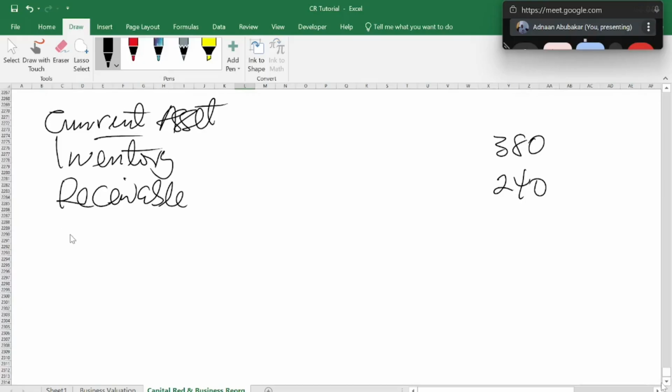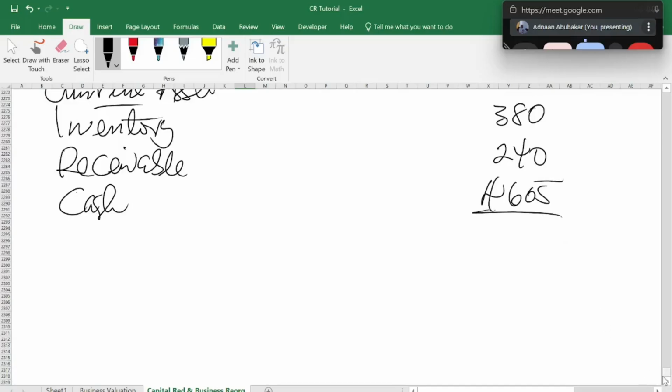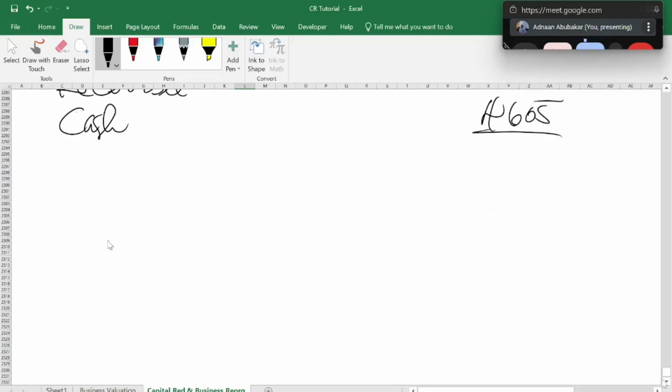Remember there's a working capital, which is cash, which was brought in. You understand? So the cash, how much was brought in? The cash is 4605. 4605. Good. We are done with current assets. So let's go to equity and liability.